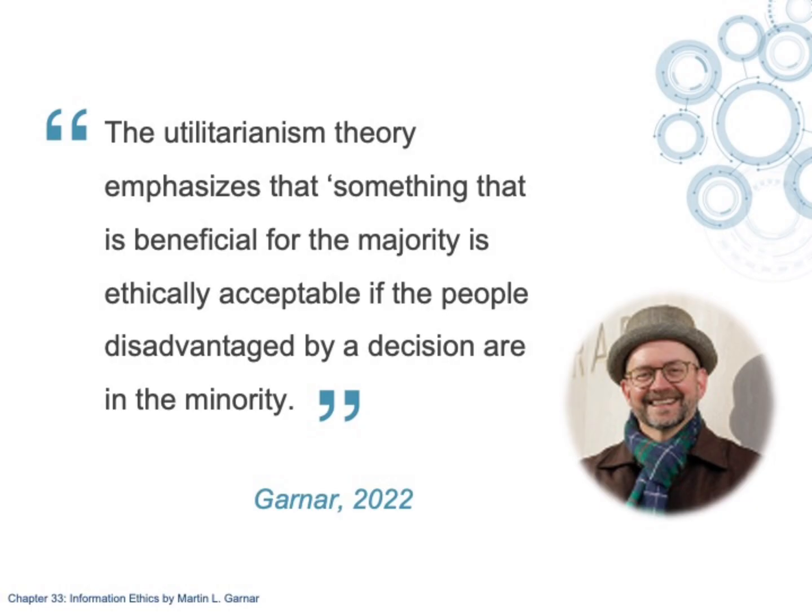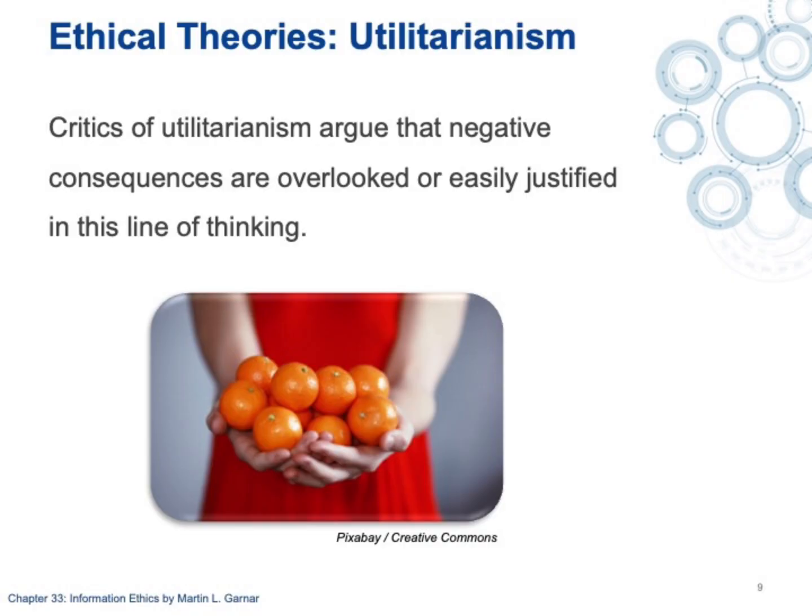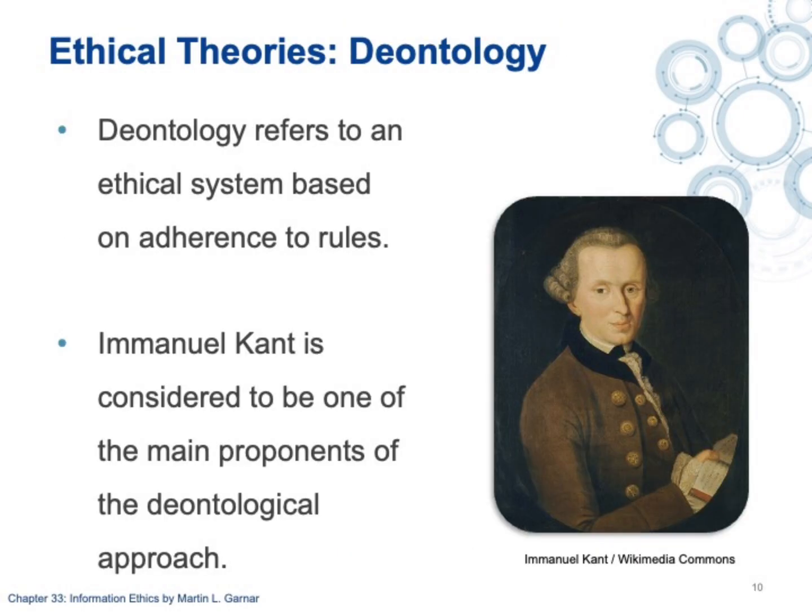Garnar, 2022. Critics argue that negative consequences are overlooked or easily justified in utilitarian thinking. This concept, popularized by John Stuart Mill, is associated with the idea that the needs of the many outweigh the needs of the few. Deontology comes from the Greek for duty and is an ethical system based on adherence to rules. An action is ethical if the guiding rule is based on a valid principle applied to everyone. However, it can hinder decision-making when the actor must decide which rule to break to preserve another.